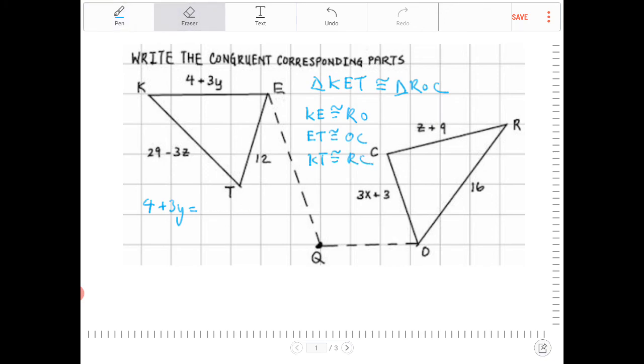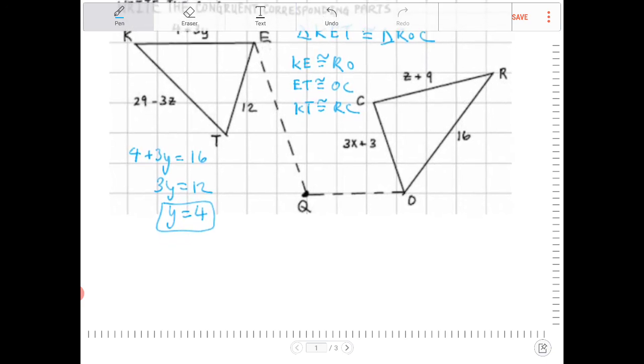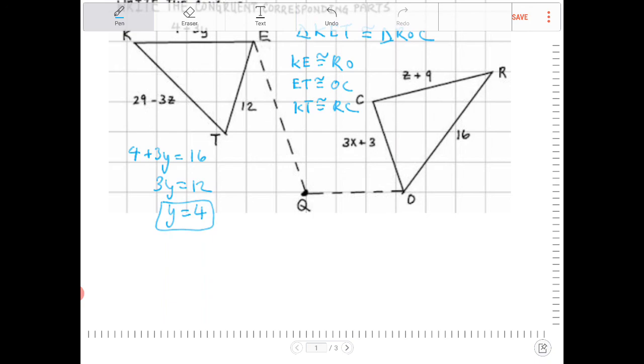So therefore, 4 plus 3y will correspond with 16. And that's how you go about it. So subtract 4, I end up with 12. Divide by 3, I end up with 4. Okay. And then ET, which is 12, corresponds with OC, 3x plus 3. Subtract 3, I end up with 9, not 8. Divide by 3, x is equal to 3.